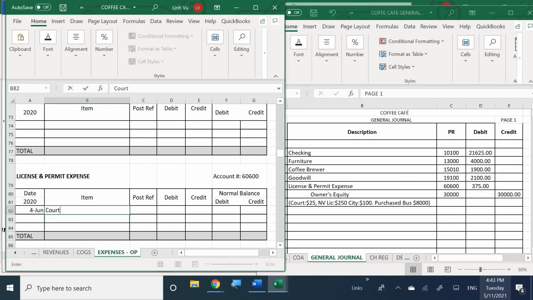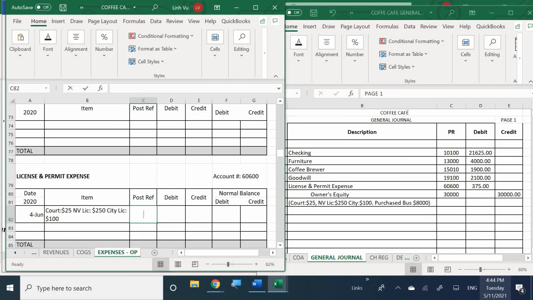So the court cost was $25. Okay. Nevada license was for $250. And then of course the city license was for the remaining $100. Okay, and of course post reference, once again, general journal number 1. And because it's an expense that we had to incur for doing business, it's also known as an expense. Therefore, it should be recognized as a debit. Okay.